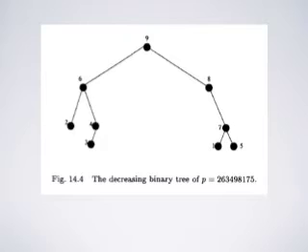Now let us read the tree T of P in post-order instead. In other words, let us first read the left subtree of T of P, then the right subtree of T of P, and finally the root. Example 14.28. The tree shown in figure 14.4 is the decreasing binary tree of P equals 2, 6, 3, 4, 9, 8, 1, 7, 5. Read in post-order, it yields the permutation 2, 3, 4, 6, 1, 5, 7, 8, 9.